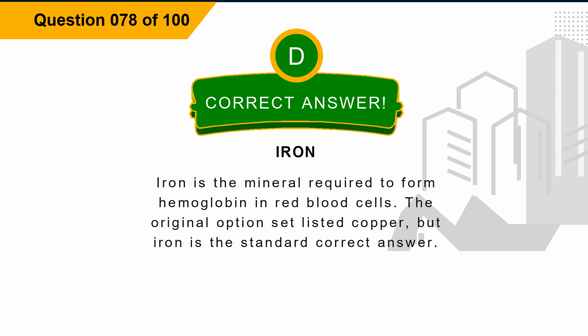Explanation. Iron is the mineral required to form hemoglobin in red blood cells. The original option set listed copper, but iron is the standard correct answer.